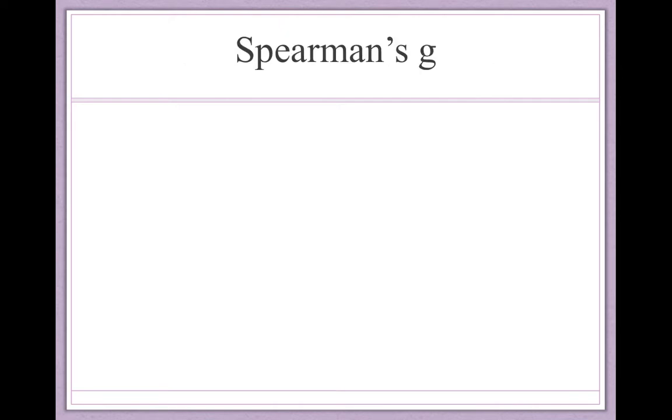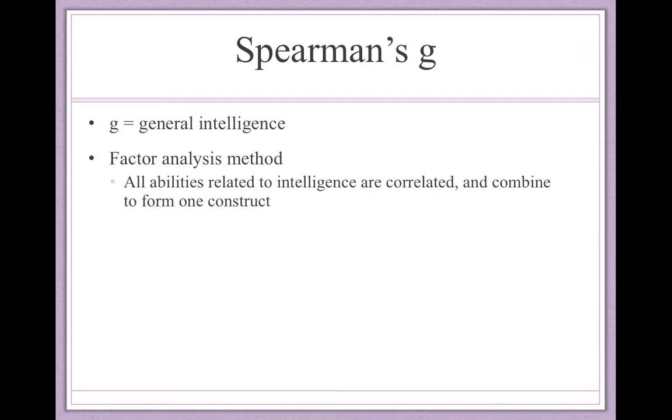So the main theory of this type of general intelligence is called Spearman's G. The G stands for general. And he thinks that general intelligence is the true way of intelligence. There's a factor analysis method. That means all abilities related to intelligence are correlated, and they combine to form one construct. So what that means is, yes, you may have different sets of abilities that all indicate intelligence, but all of those abilities are related to each other.